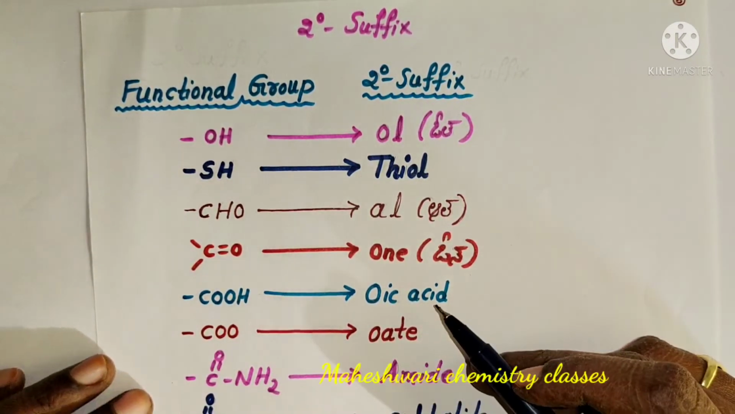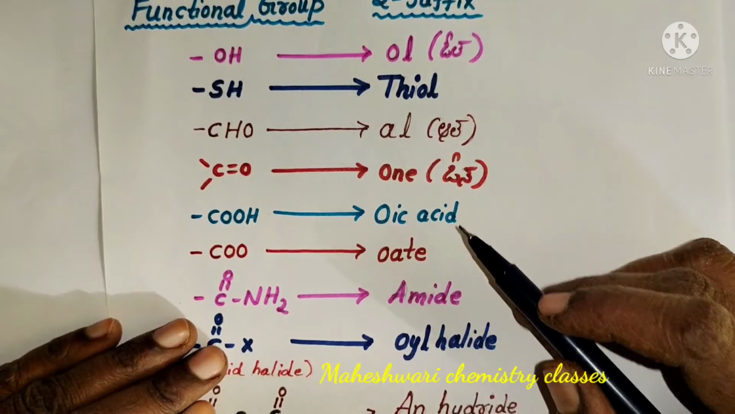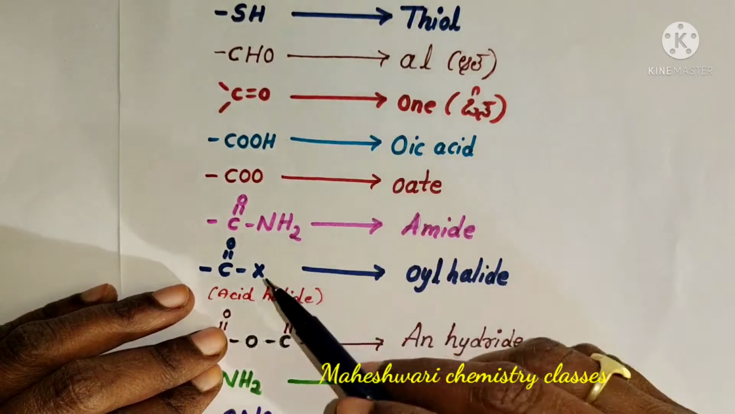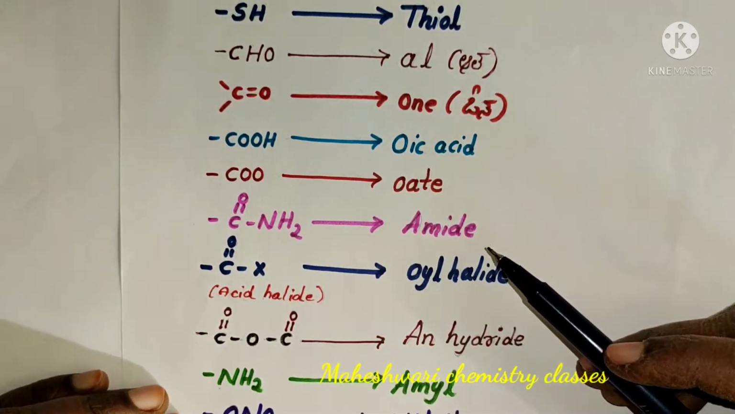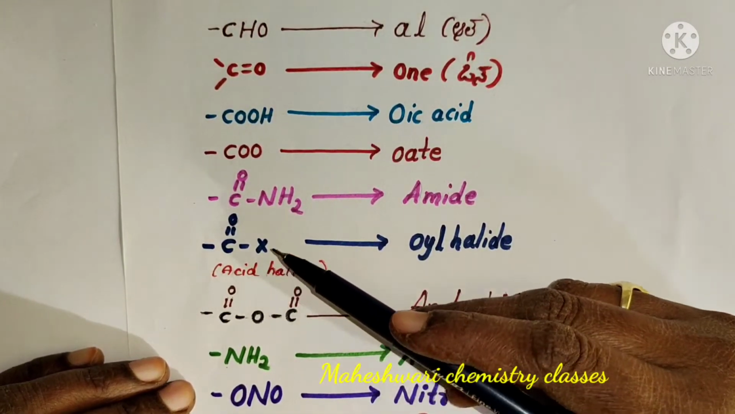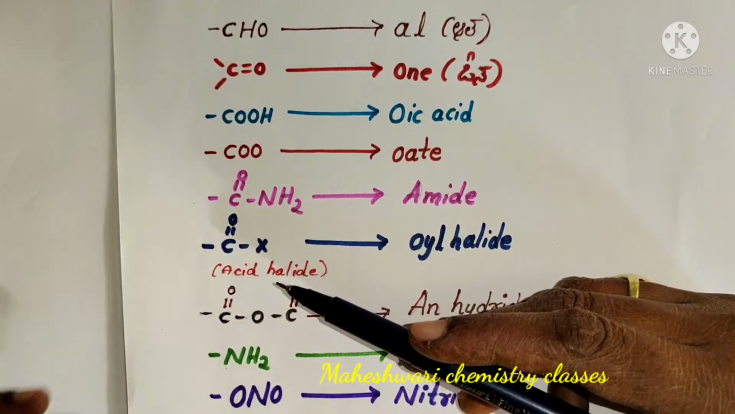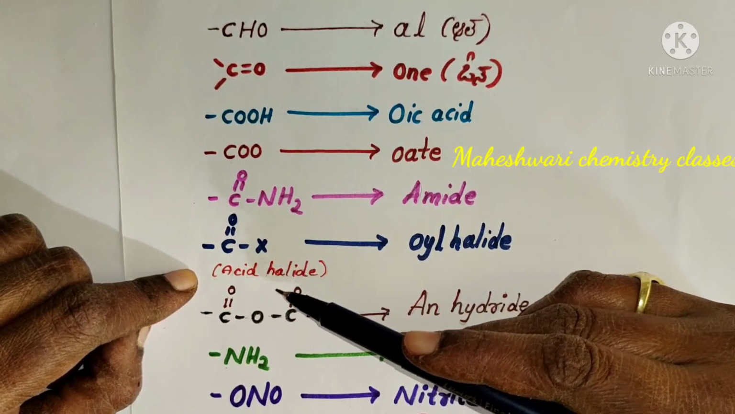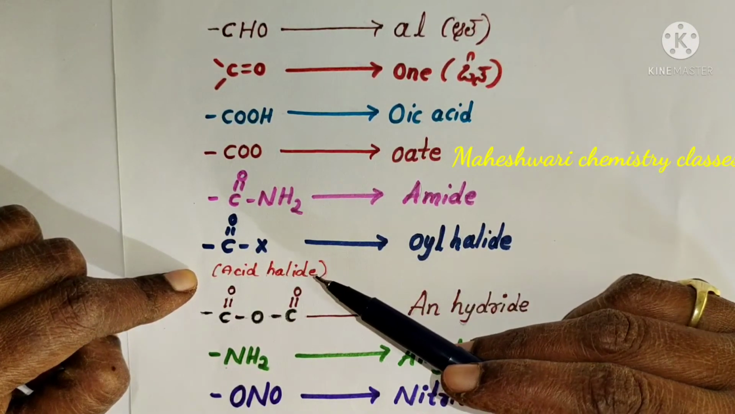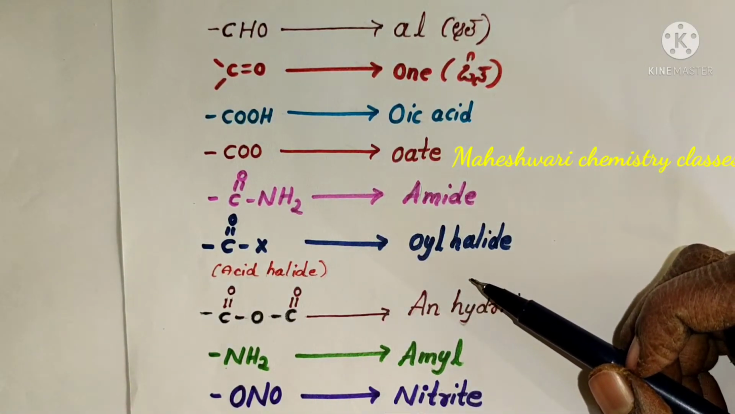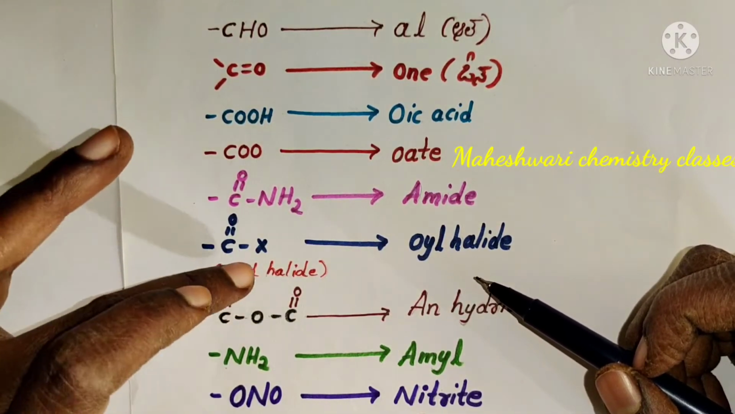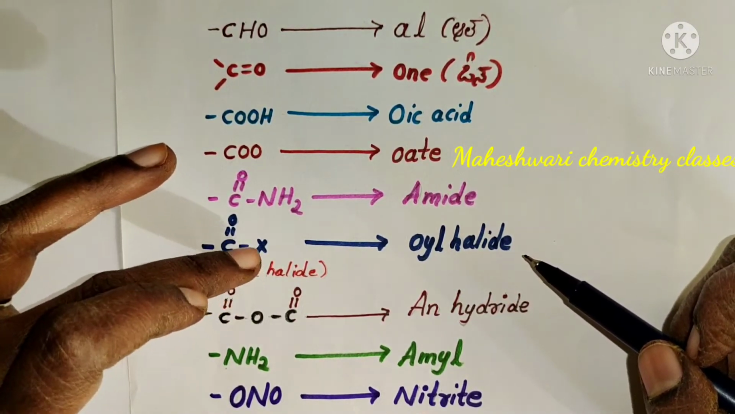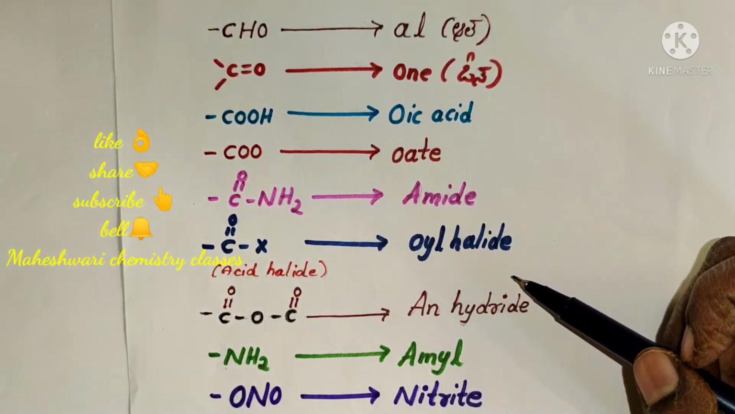Next, COOH, in suffix it is called oic acid. COO-O, ate suffix. C double bond O and NH2, amide. C double bond O X, where X is a halogen: fluorine, chlorine, bromine, iodine. When a carbonyl group is attached to a halogen, it is called acid halide. So this acid halide functional group in suffix is called oyl halide. For example, if chloro is there, oyl chloride; if bromine is there, oyl bromide; if iodine is there, oyl iodide.